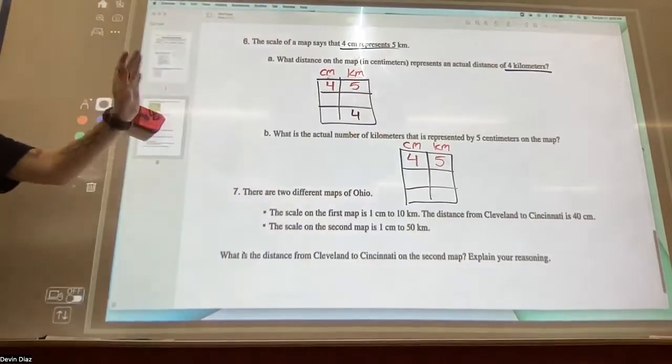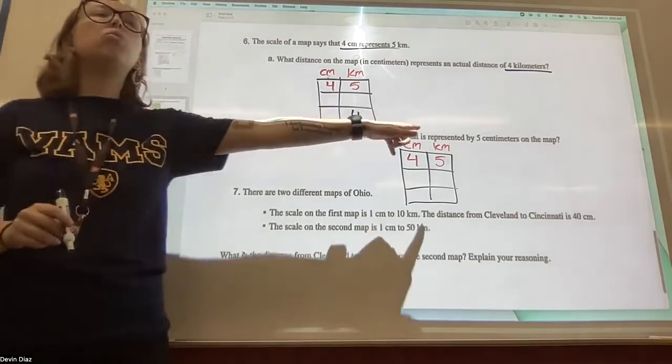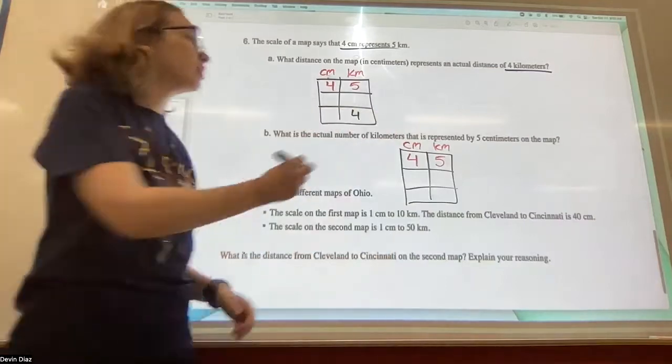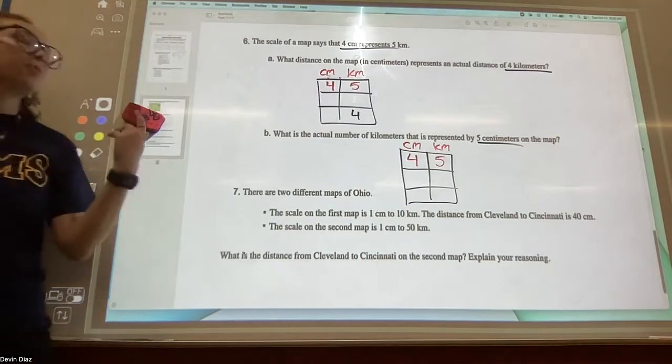What about this next one? I'm just going to do them both at the same time. What am I looking for in this one? Who can raise their hand and tell me what I'm looking for? Yes. 5 centimeters. Point to the side of the room that I'm going to put it. Excellent.